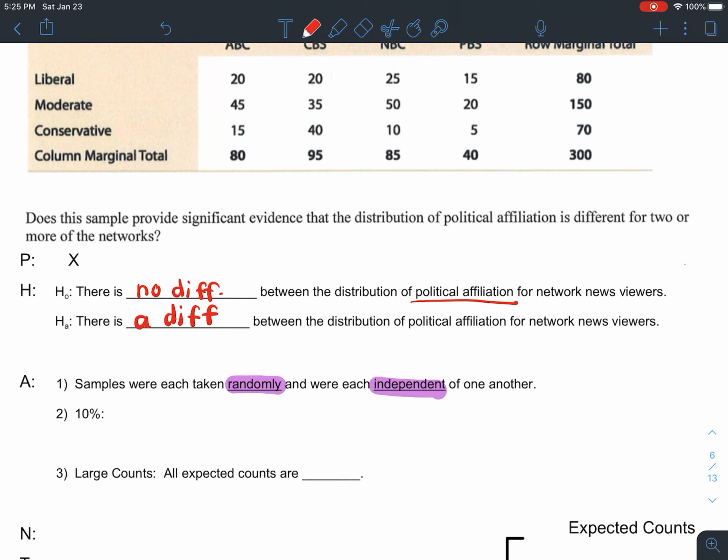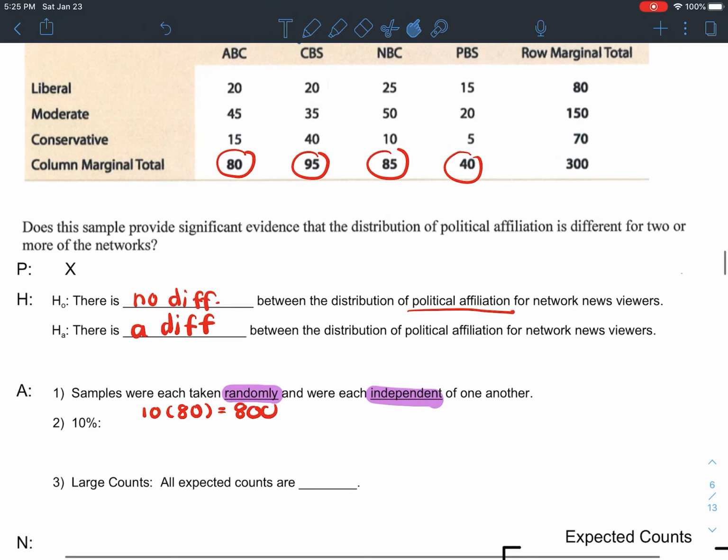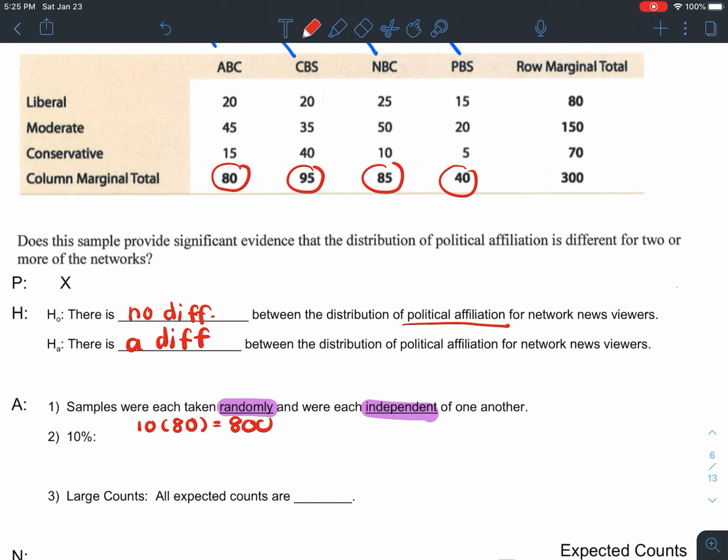If we were going to do the 10% condition, because we actually have 4 samples here, we would have to show this 10% condition 4 times. I'm just going to show the first one here. 10 times 80 be 800. I believe that was from the news network ABC. So we would need to say that's less than or equal to all ABC viewers. Okay, we would do this for each of the networks, 10 times 95, showing that each of those is less than or equal to all of that network's viewers.